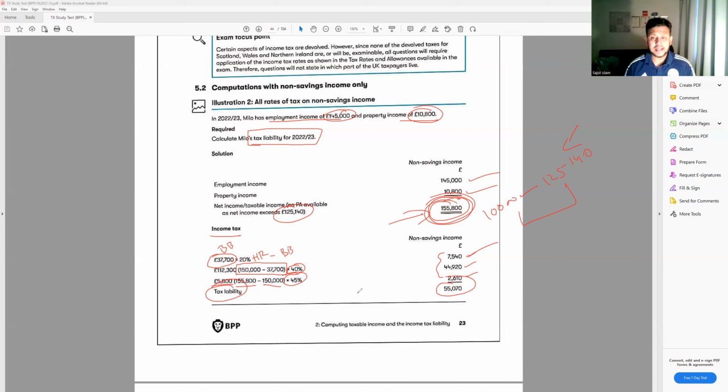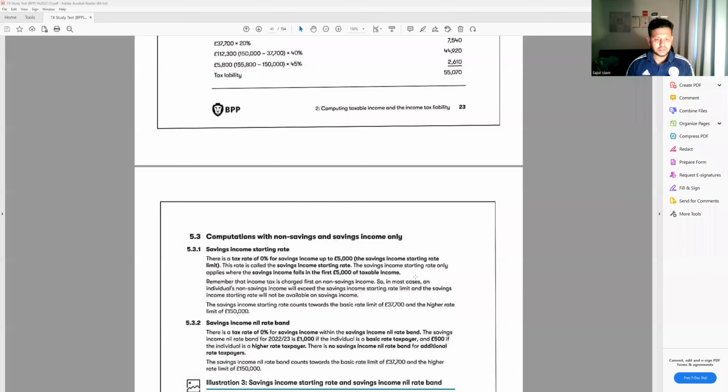Now the question didn't tell me whether I paid any tax on the employment income. If the question said we already paid PAYE of 10,000, for example, then this 10,000 we need to deduct from here, because this one I already paid. But they didn't say anything about this. They said tax liability, not tax payable. Remember that tax liability and tax payable are not the same thing. They just asked for the tax liability, not the payable. All right, let's move to the next one.